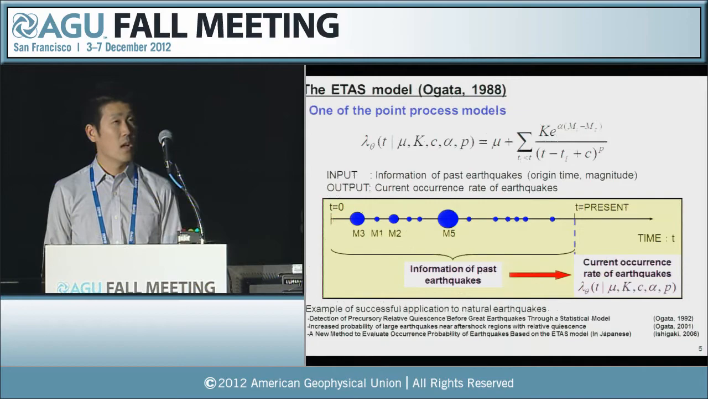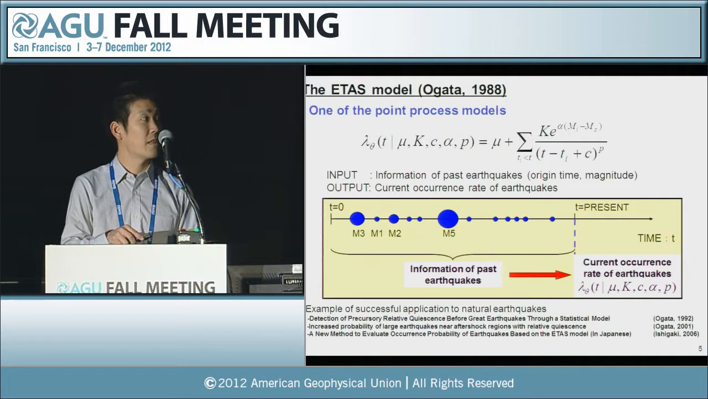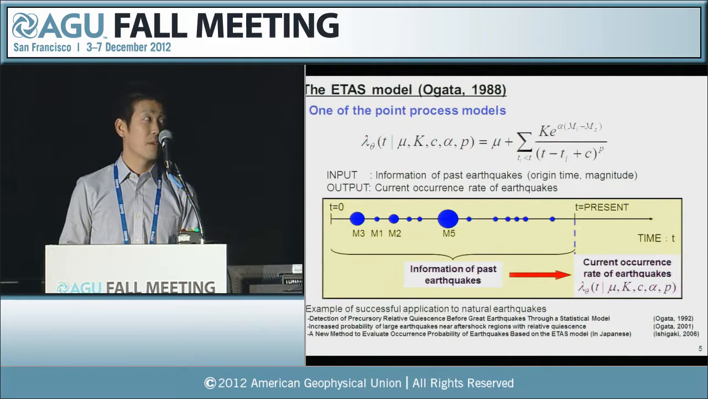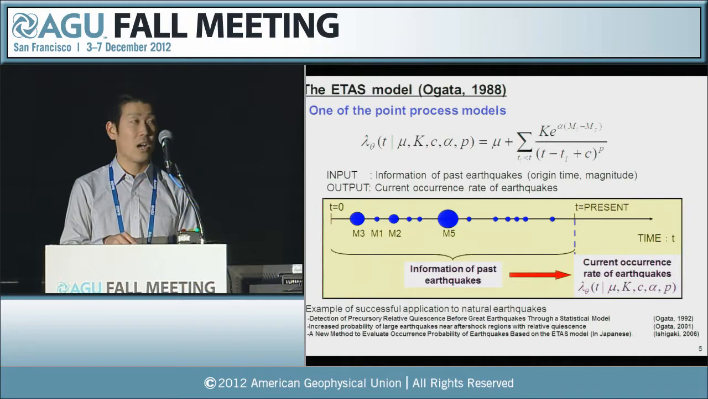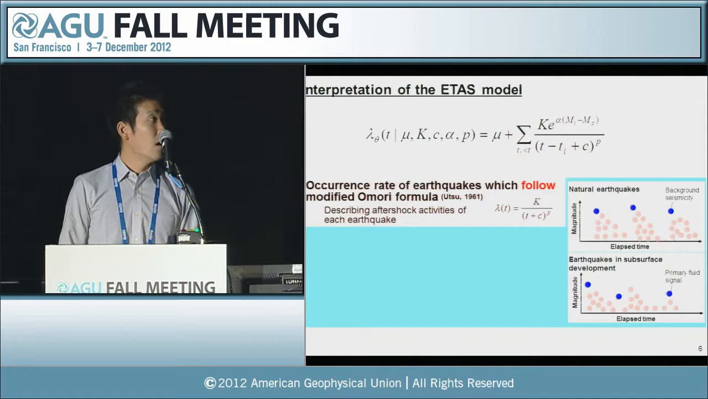The ETAS model is one of the point process models and is expressed by this equation. The original idea of the ETAS model was published by Ogata in 1988. We can estimate the current occurrence rate of earthquakes from information of origin time and magnitude of past earthquakes. The second term of the equation represents the occurrence rate of earthquakes which follow the modified Omori formula, describing aftershock activities of each earthquake.